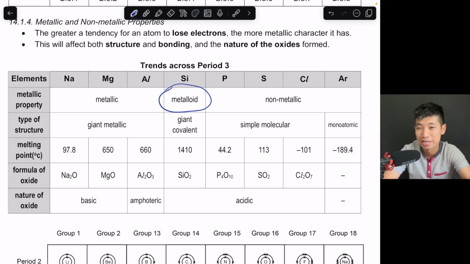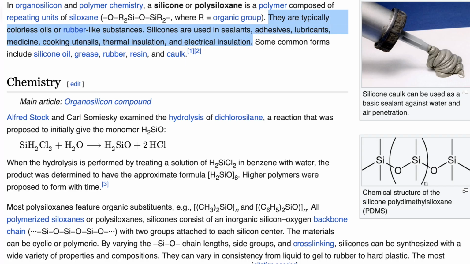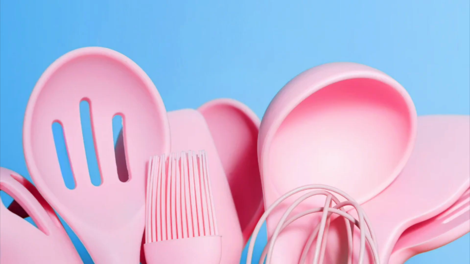Since it conducts slightly, it is also not really a non-metal. So it has properties of both metals and non-metals, and therefore it sits somewhere in the middle of the periodic table. Silicon also forms polymers, and the polymers are actually called silicones. Okay, you might have heard of the material if you do baking.